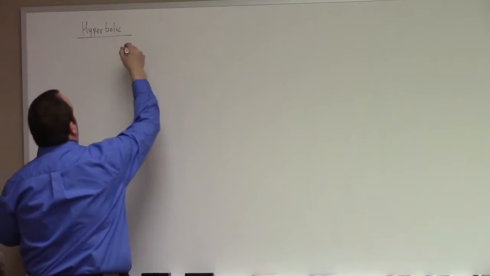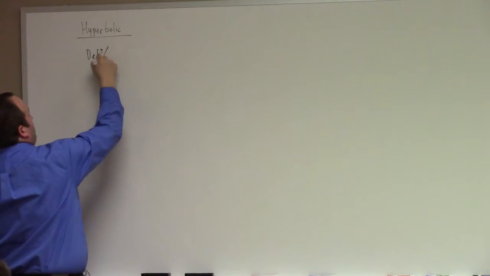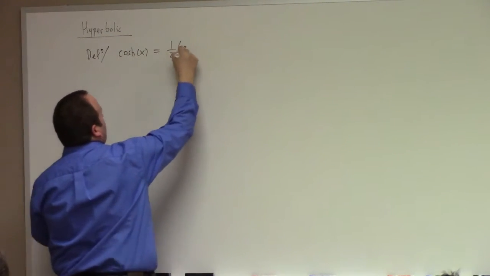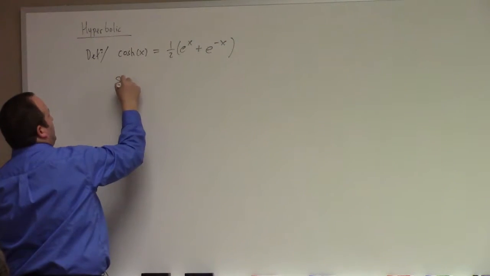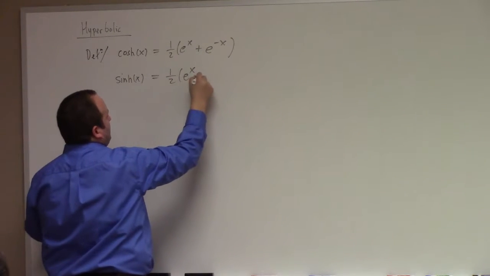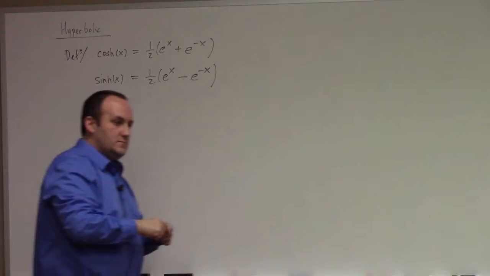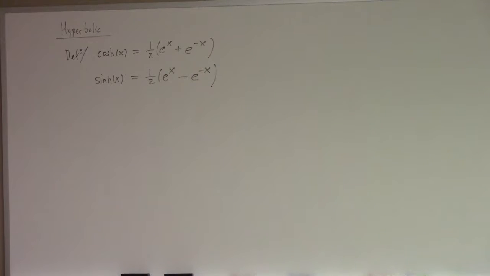Anyway, so hyperbolics, as we talked about: cosh of x is 1/2 (e to the x plus e to the minus x), sinh of x is 1/2 (e to the x minus e to the minus x). A question? No? What's the domain of cosh and sinh?